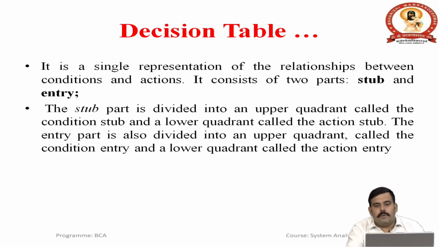It consists of two parts, stub and entry. And what is a stub? The stub part is divided into an upper quadrant called the condition stub and a lower quadrant called the action stub. Similarly, the entry part is also divided into two quadrants, an upper quadrant and a lower quadrant. The upper quadrant is called the condition entry and the lower quadrant is called the action entry.